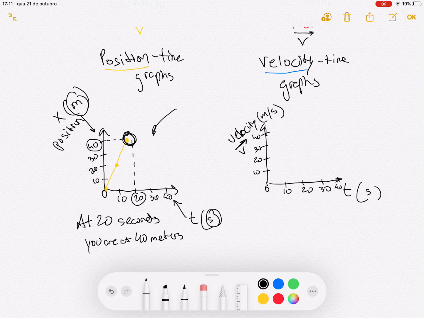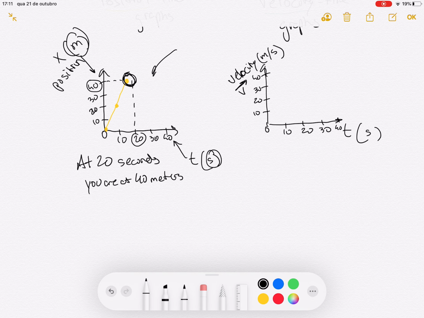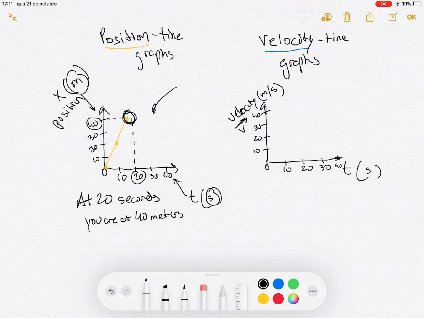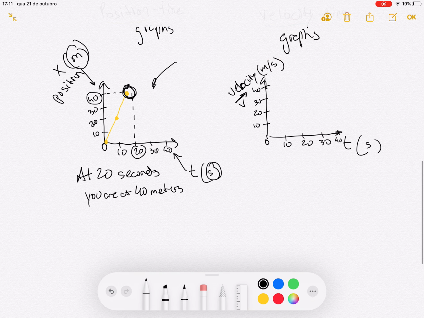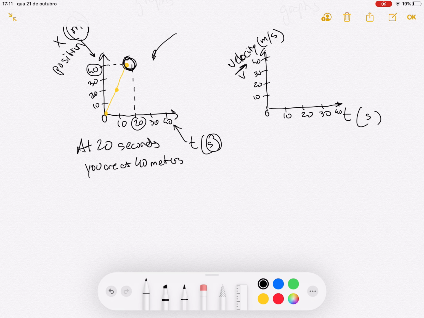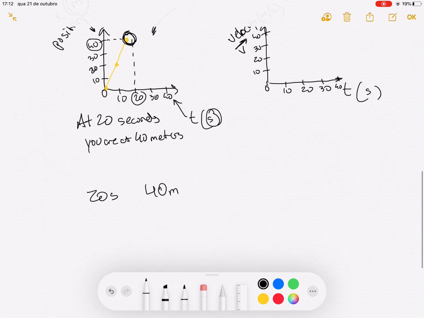to find the speed of this position time graph, we can look at a certain point in time, such as this one. Because the line is straight, this tells us that the speed is not changing. It's always the same. So here we know that at 20 seconds, it was at 40 meters. So how do we find the slope?